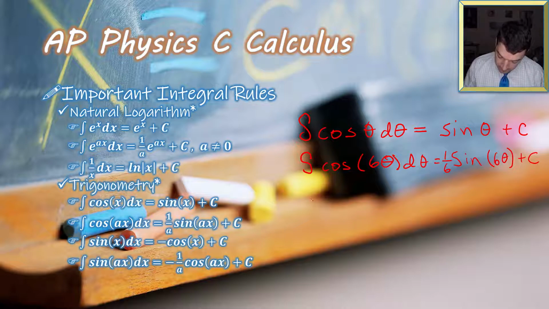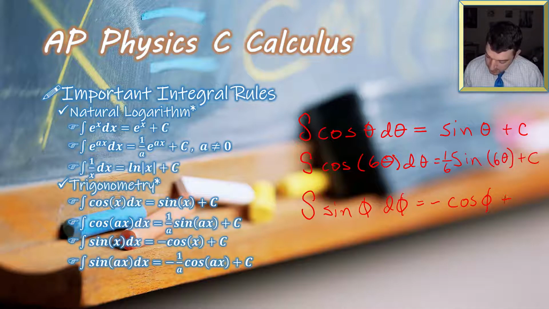plus the constant. The integral of sine of phi in terms of phi is equal to the negative cosine of phi plus c. Be a little bit careful when you're working with this, because the derivative of cosine is negative sine, but the antiderivative of sine is negative cosine. Just a little issue that can present itself once in a while. If I was going to integrate the sine of 9 phi in terms of phi, that's going to be negative 1/9 of the cosine of 9 phi.